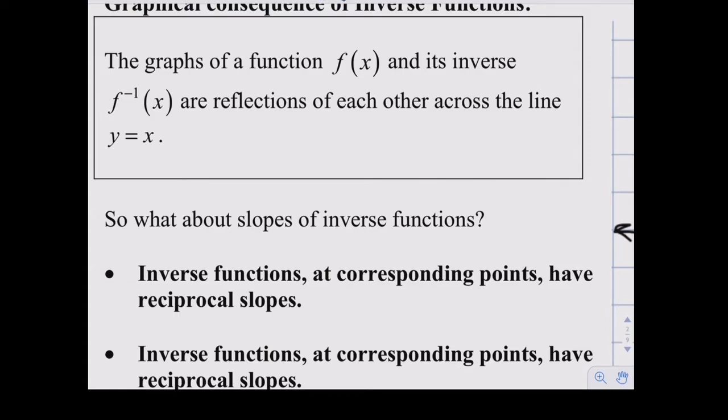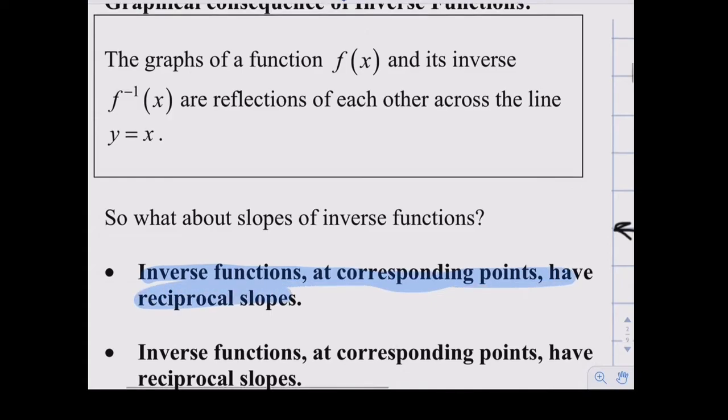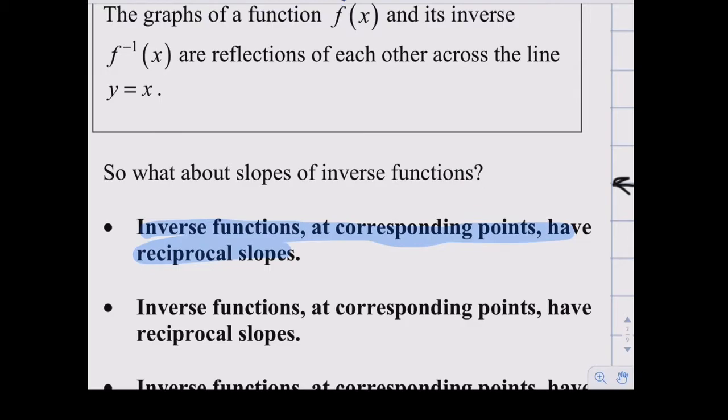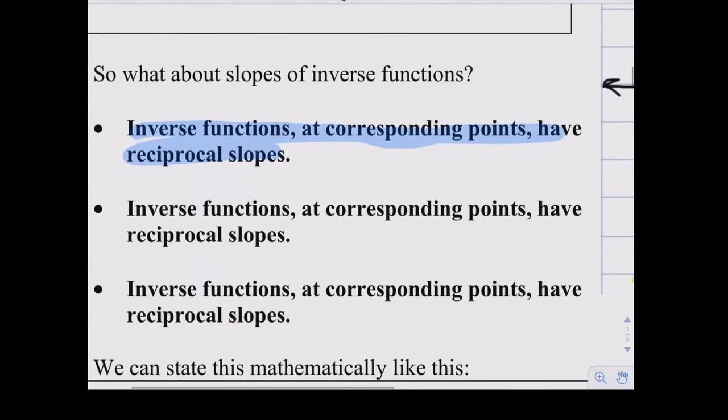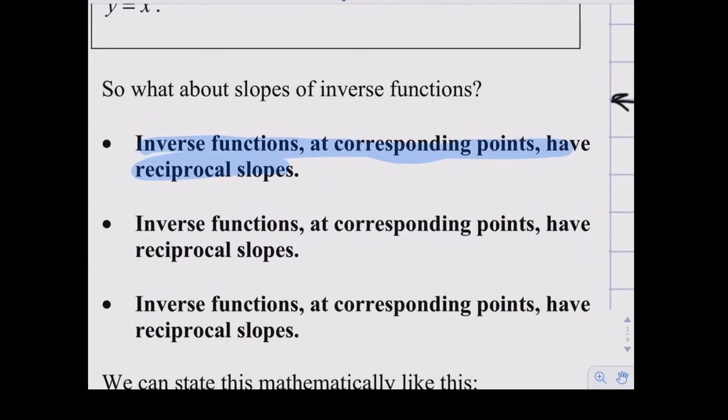You got that? Let's read the first bullet point one more time. Inverse functions at corresponding points have reciprocal slopes. Got it? Bullet point number 2: inverse functions at corresponding points have reciprocal slopes. Let's read that one once more. Inverse functions at corresponding points have reciprocal slopes. And the third bullet point: inverse functions at corresponding points have reciprocal slopes.